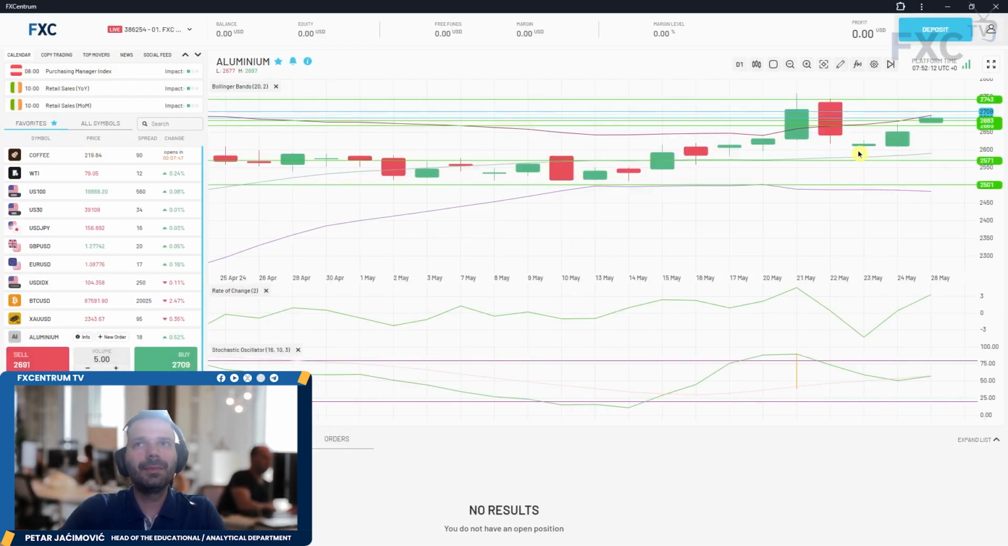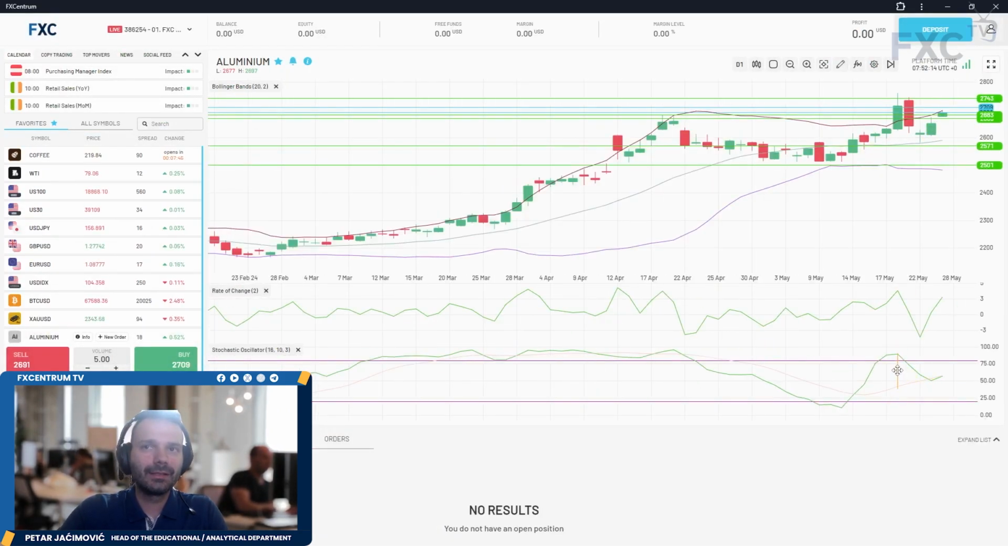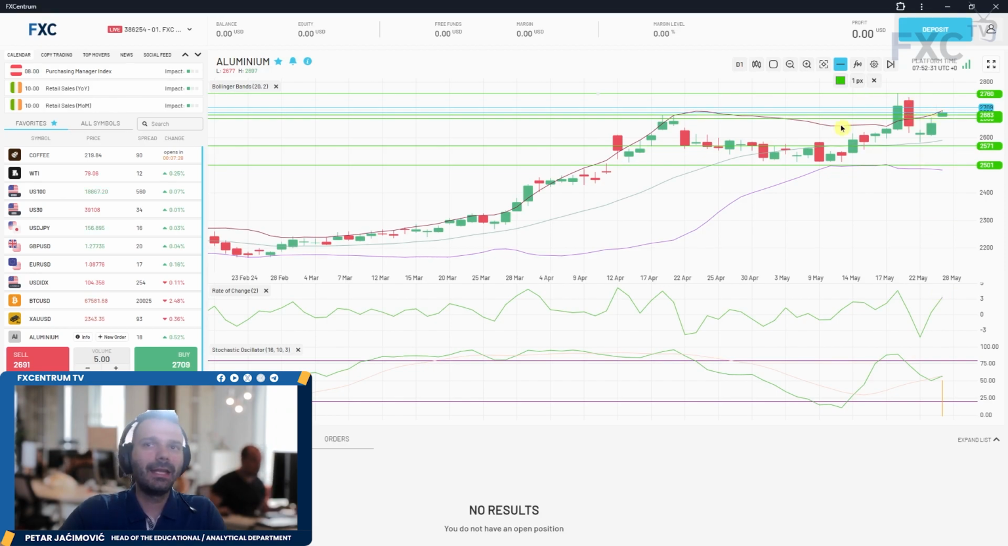And we have aluminum. Basically, as I said, there was a classic test and reject, and the slow line is rising. From my perspective, we have a chance for further upside movement on aluminum, maybe for a retest of 2743, 45, 2760. Classic flip. And remember, we basically filled the gap between the fast and slow line on stochastic and had rejection.